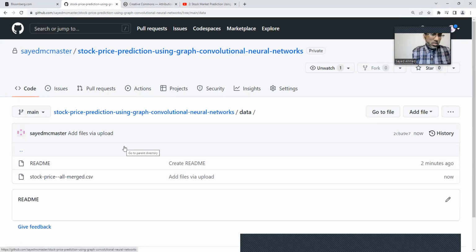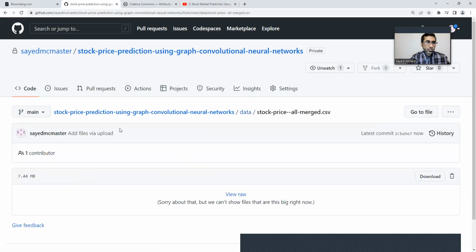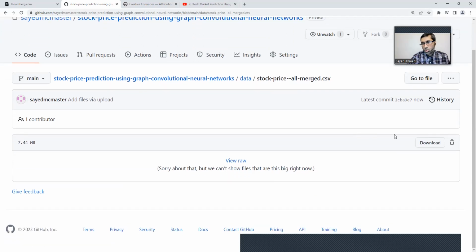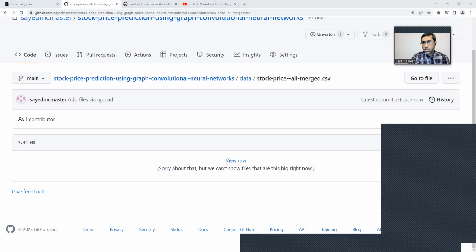So you can see the data here. Okay, you will need to download it. Okay, I believe I can stop here and I can go to the coding part next.